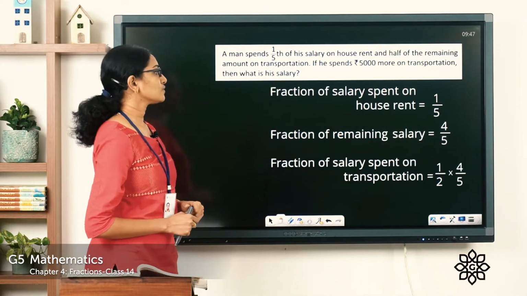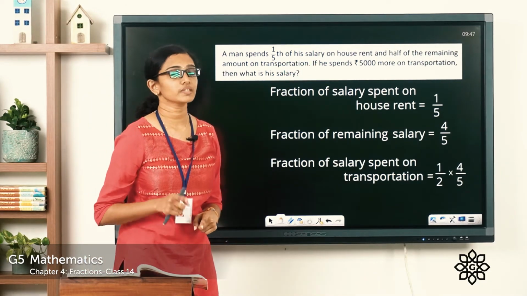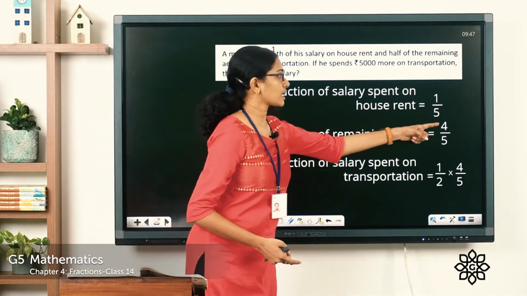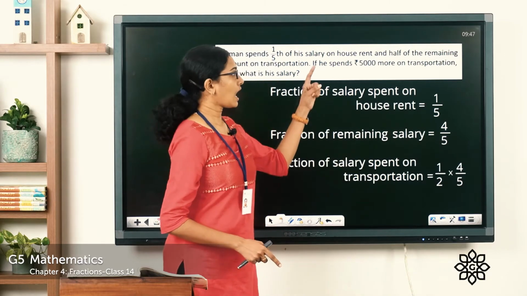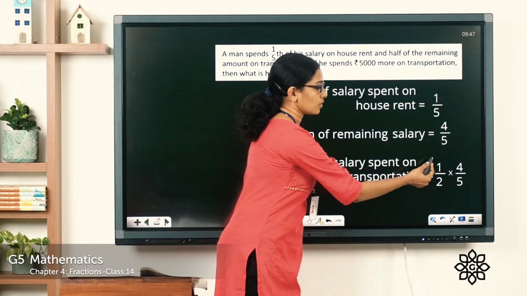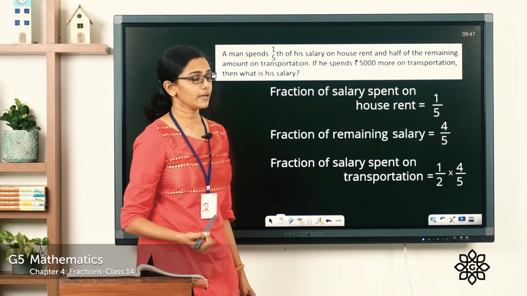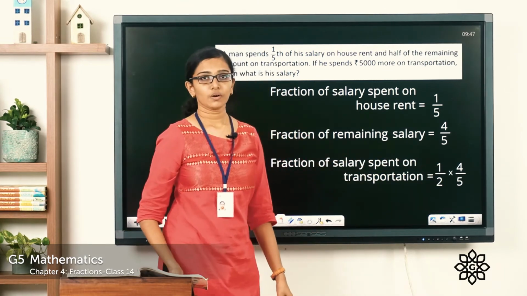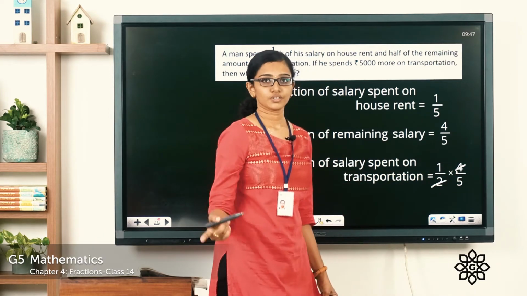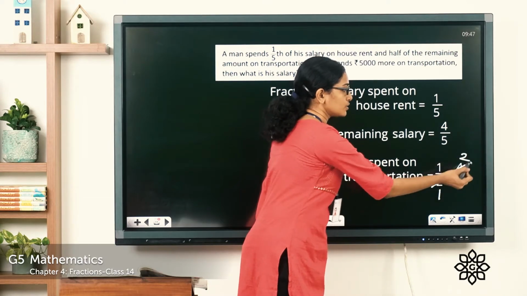Now, the fraction of salary spent on transportation. In the question, it is said half of the remaining amount is spent on transportation. So what is remaining? The fraction remaining is 4 by 5. Half of 4 by 5. Half is equal to 1 by 2. So 1 by 2 into 4 by 5. Now see, we can cancel out numbers or common factors here. 2 and 4 are multiples of 2. So 2 divided by 2 is equal to 1 and 4 divided by 2 is equal to 2.